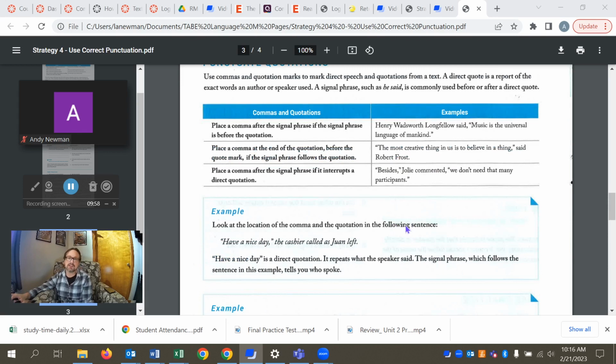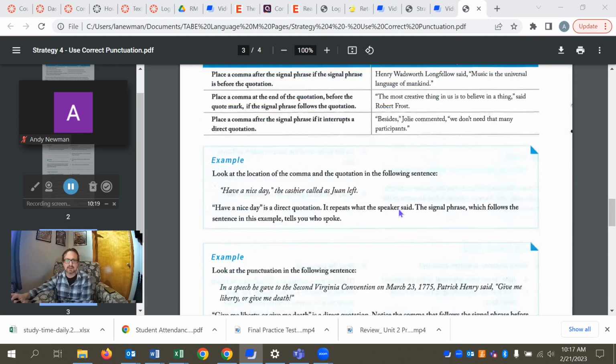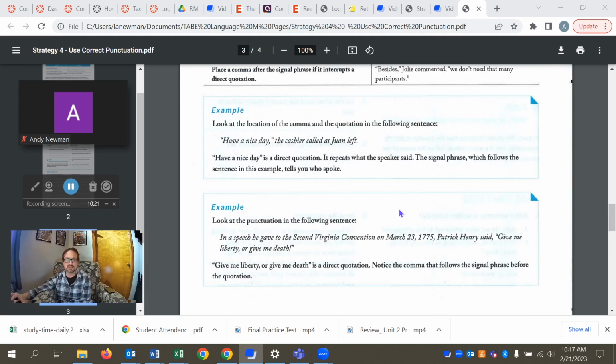All right, so definitely as you work through the practice, look at these examples to help you out. If you have the signal phrase at the beginning, end, or middle, these examples tell you what to do specifically in detail. Just kind of follow the example that they've set out here, and you'll be fine. All right, let's look at these two. So, have a nice day, the cashier called is one left. So looks like we have the correct comma here. The quote is in quotation marks.